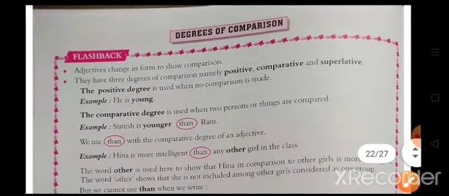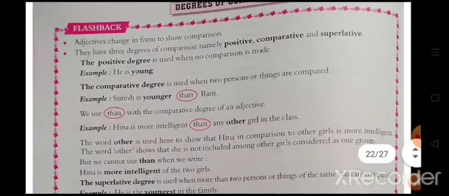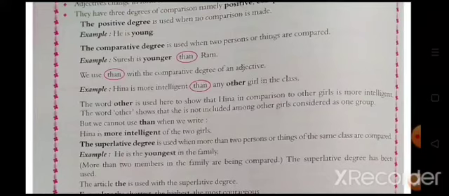Now let's move to the degrees of comparison. As we have studied in the earlier video, there are 3 types of degrees: first is positive, comparative and superlative. The positive degree is used when no comparison is made. For example, he is young. The comparative degree is used when 2 persons or things are compared. For example, Suresh is younger than Ram. We use than with the comparative degree of an adjective.